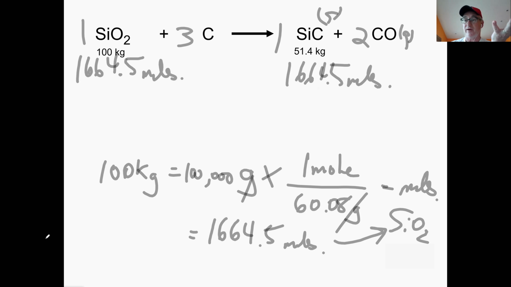Now it's just a matter of figuring out how many grams that is, because generally when you're measuring product, you don't measure it in moles because you don't weigh moles, right? You take the mass of something. That's the easy thing to do. So we need to convert 1,664.5 moles of product into mass. So what's my mass of silicon carbide?